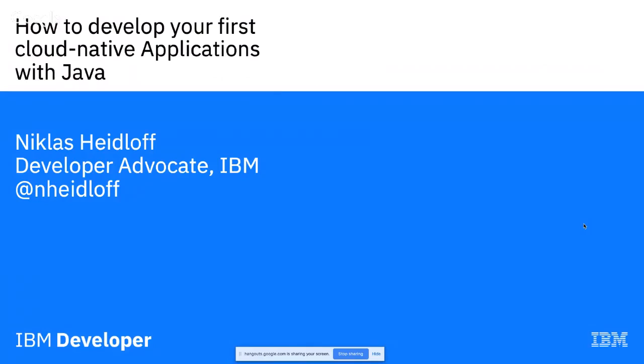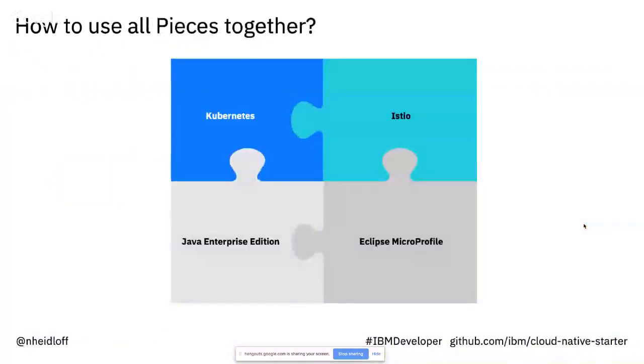So, yeah, hi everyone, and thanks for joining today. My name is Niklas Seidloff. I'm a developer advocate, and I work at IBM. The topic for today's talk is how to develop your first cloud-native applications with Java EE, Eclipse MicroProfile, Kubernetes, and Istio. I'm going to describe what these different technologies do, and more importantly, how you can use them together. Because sometimes that's a little bit confusing, especially when it comes to the positioning of Istio versus Eclipse MicroProfile.